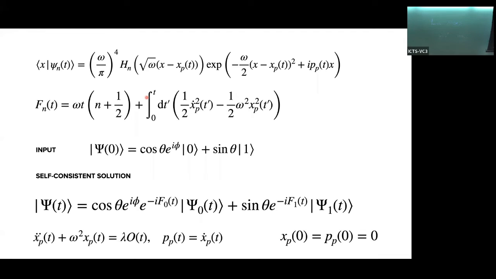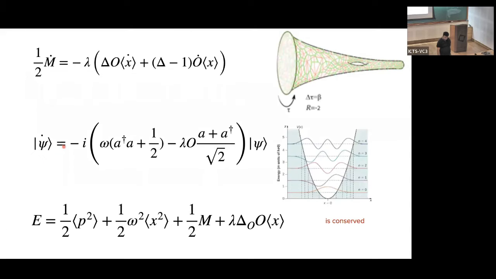First of all, I don't know whether you've seen this object, exponent minus this, which is nothing but a coherent state. But this is actually also an analog of the excited coherent state, where you take the Hermite polynomials and shift them by the same x_p(t). And then you define this phase factor, which is the action plus omega t (n plus half). These are just definitions, and they will help us to solve this Schrodinger equation.